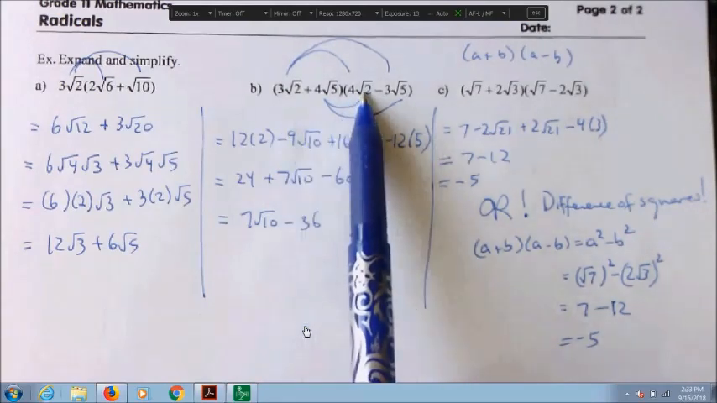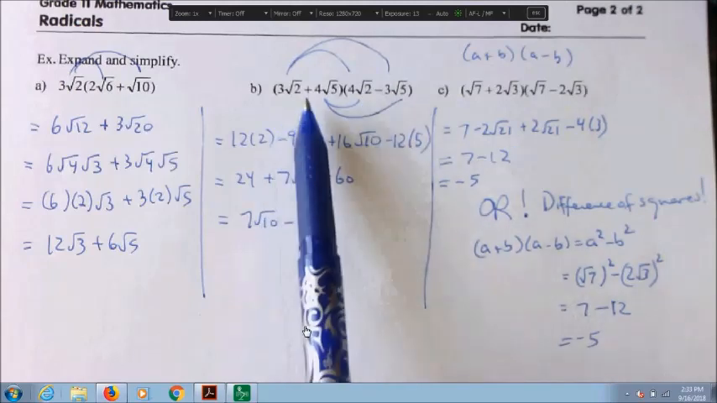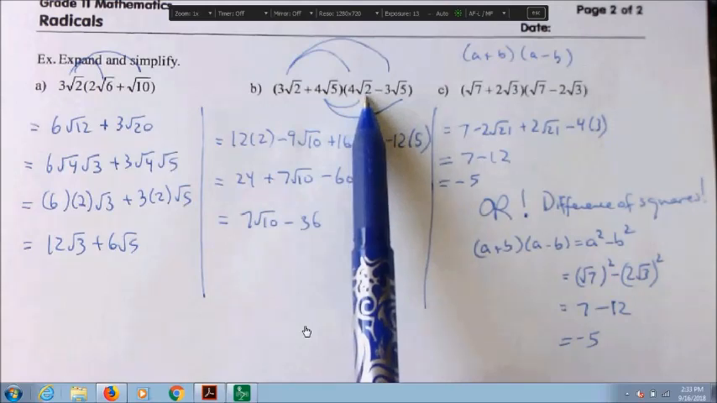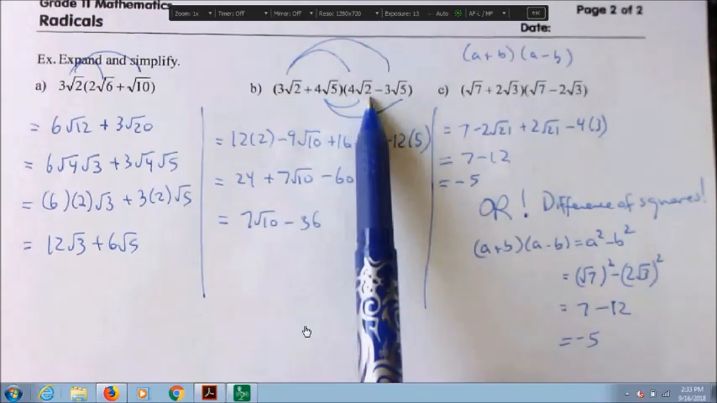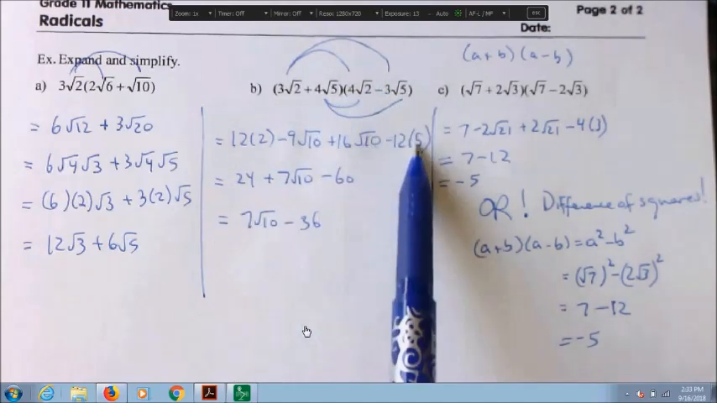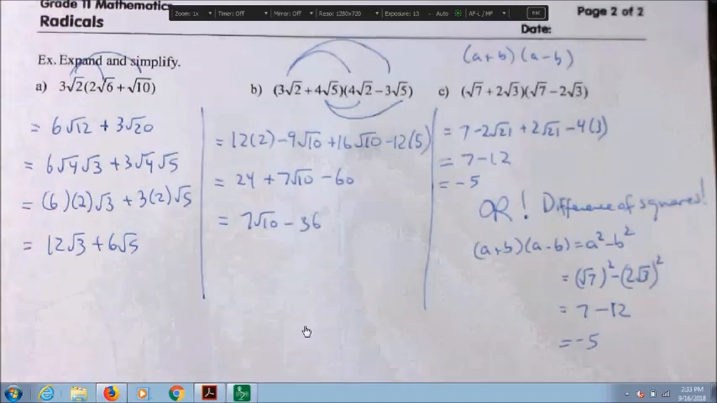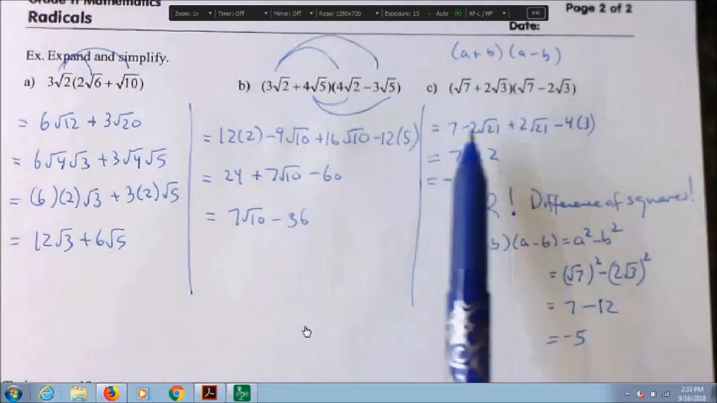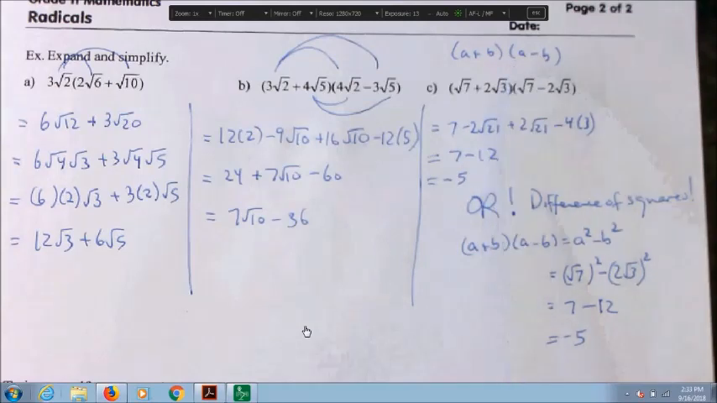Easier than that is to say root 2 times root 2 is 2, because root 2 times root 2 is root 2 squared, and square root and squared cancel each other out, so you're just left with 2. Similarly, root 5 times root 5 is just the whole number 5. Okay, so we can do things like that. If you expand the second one, the middle terms cancel out. Why?